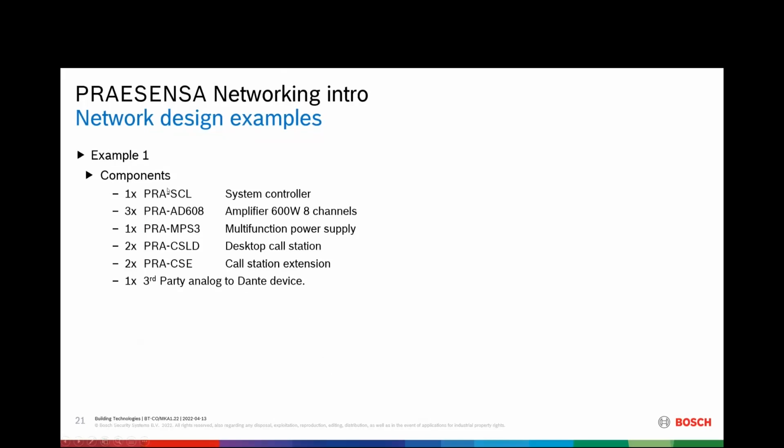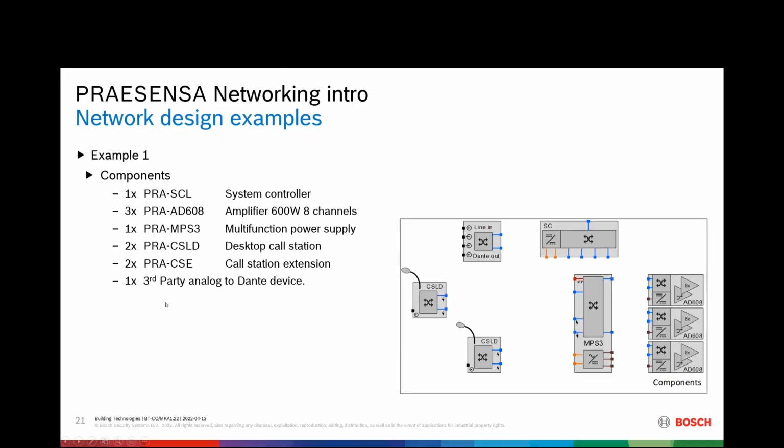So what do the components look like? Now we have the real codes. The system controller with this PRA-SCL. The amplifier is called the PRA-AD608. It's a 600 watt 8-channel amplifier. Then we have the MPS3. This multifunction power supply will serve up to 3 amplifiers, which is why the 3 is behind it. Then we have the call station desktop, the D of desktop, and the call station extension, the E of extension. And then we have a third-party analog to Dante device, which we use here. So these are the symbols for that.